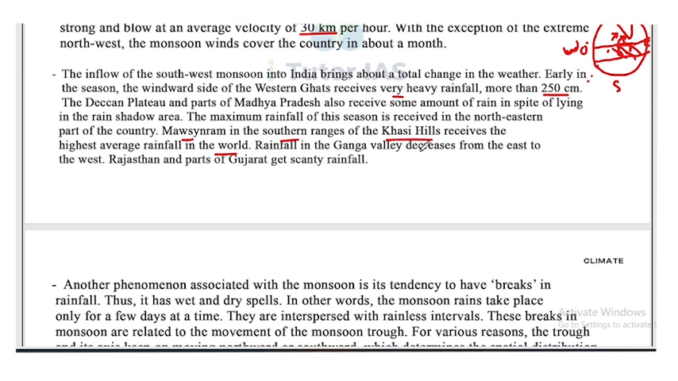Rainfall in the Ganga Valley decreases from the east to west. Rajasthan and parts of Gujarat get scanty rainfall. Okay, Rajasthan and parts of Gujarat only get scanty rainfall.